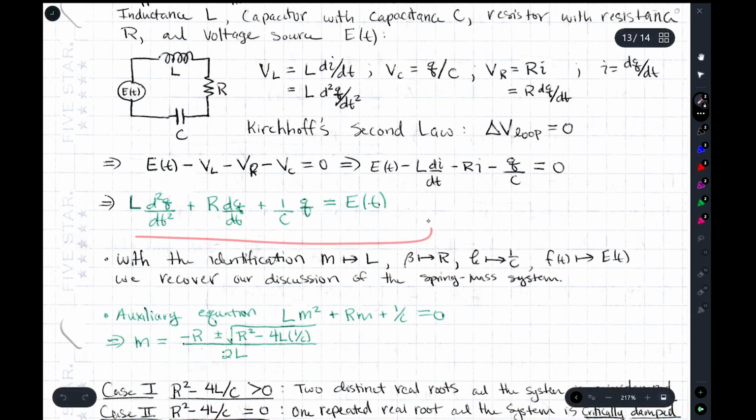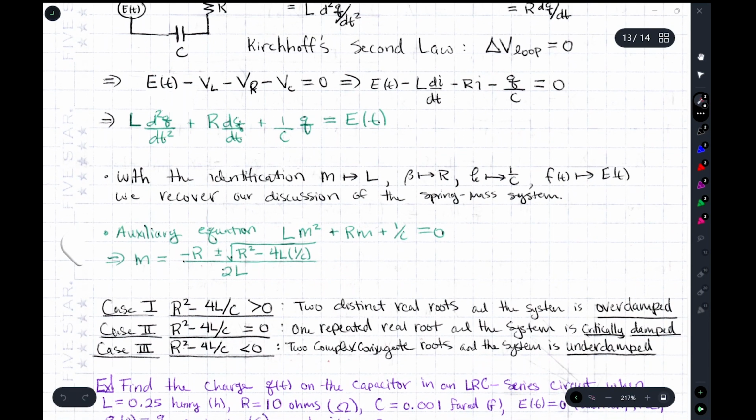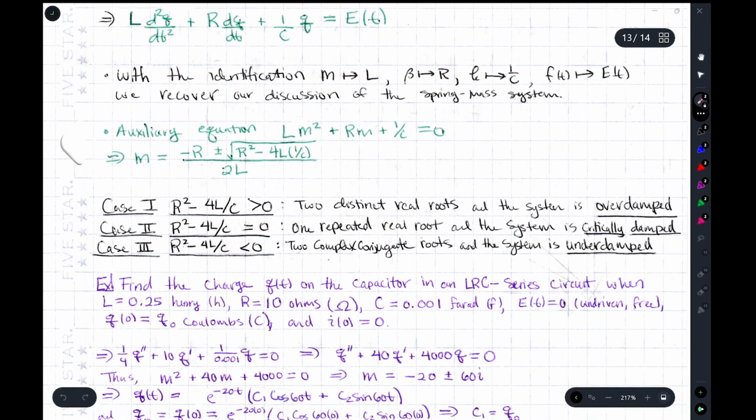Something to note here is that from this differential equation, you get these roots of this auxiliary equation. And we're left with the three cases that we've had for our previous spring mass systems, okay? In particular, when what's in the square root is positive, we have an overdamped system. When it's equal to 0, we get one repeated root, and we have a critically damped system. And when this is negative, we get two complex conjugate roots, and we get an underdamped system. And again, the discussion just carries over.